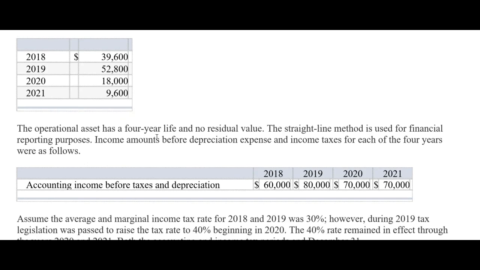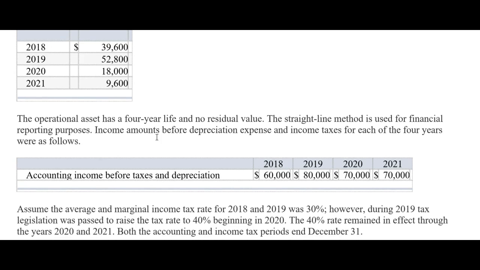The straight line method is used for financial reporting purposes. Income amounts before depreciation expense, notice that word, before depreciation expense, and income taxes for each of the 4 years were as follows. So again, accounting income before taxes and depreciation. In other words, for 2018, it says $60,000. That does not include depreciation expense or income taxes. So keep that in mind. It is excluding depreciation at this point in the problem.